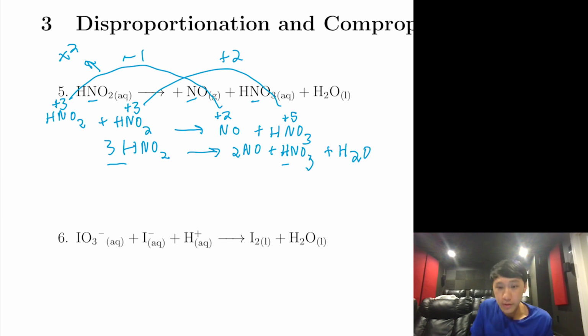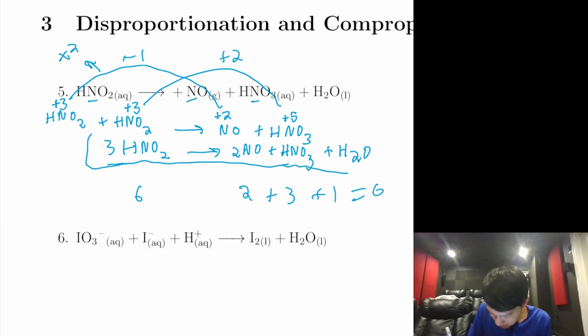And to check our answer, let's look at the number of oxygens. On the left side, we have 6 oxygens. On the right side, we have 2 oxygens plus 3 oxygens plus 1 oxygen, which ends up equaling 6. So this is actually our correct answer.